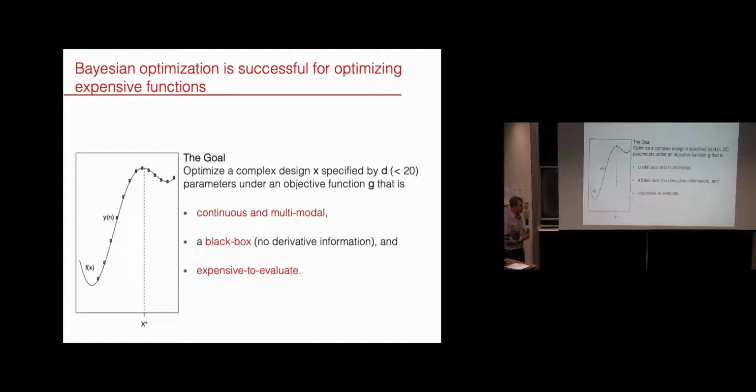It's a black box, which means we can evaluate G of X, and we only get the function value. So we do not get any gradient, no information like that. And it's expensive to evaluate, which means every function evaluation, every given G of X, takes at least 30 seconds, in many cases a few minutes, but sometimes, for example in material science or aerospace engineering, it can take days to weeks to evaluate one design. Okay, let me give you an example.